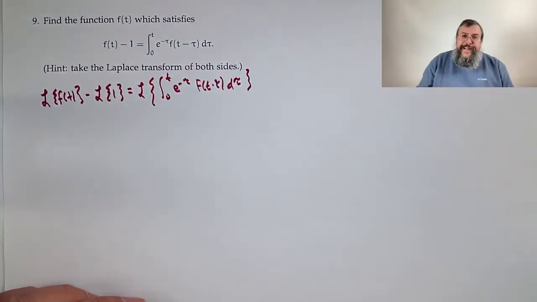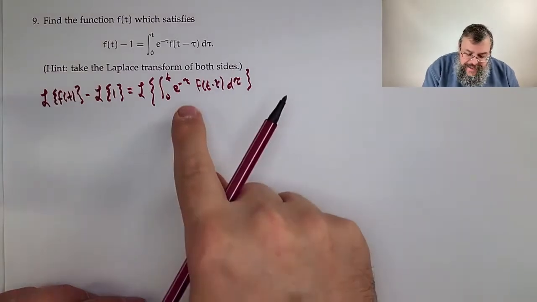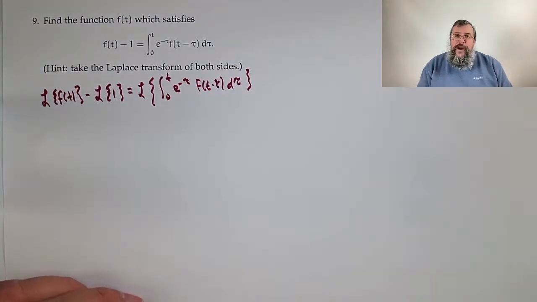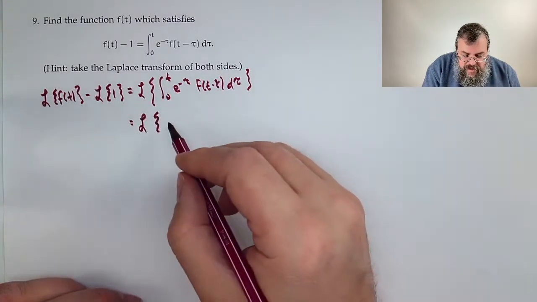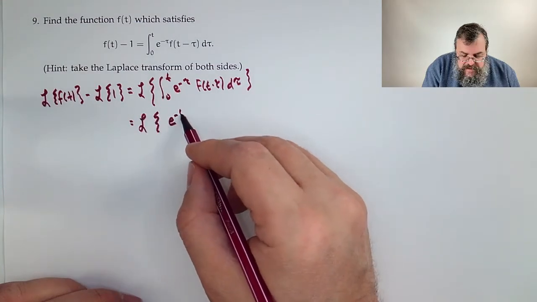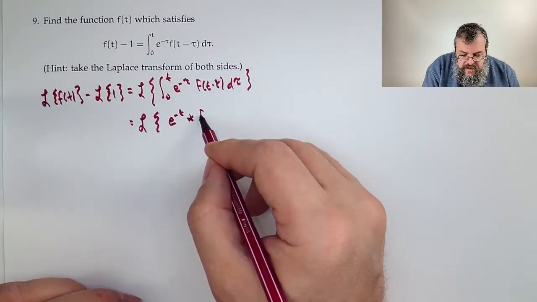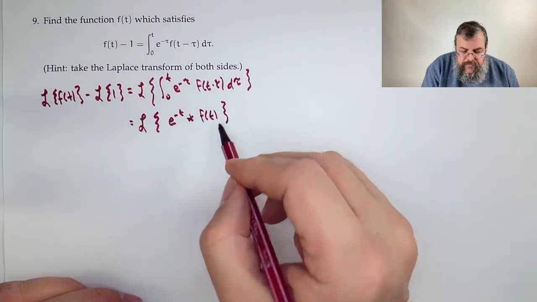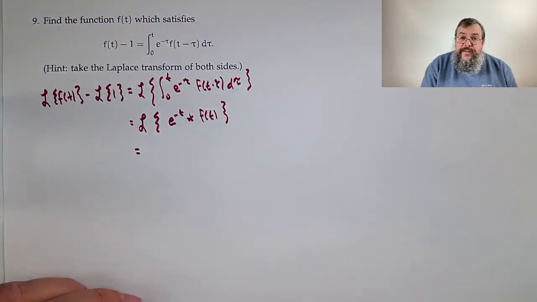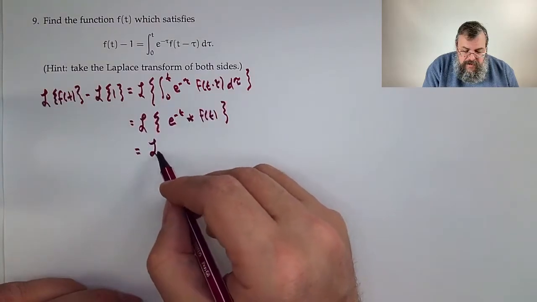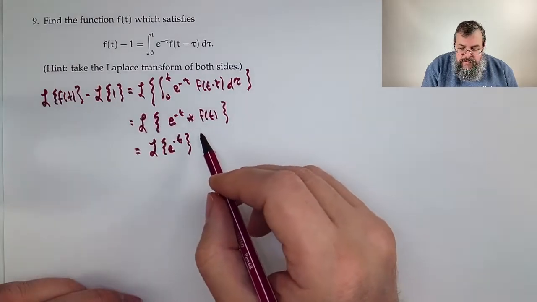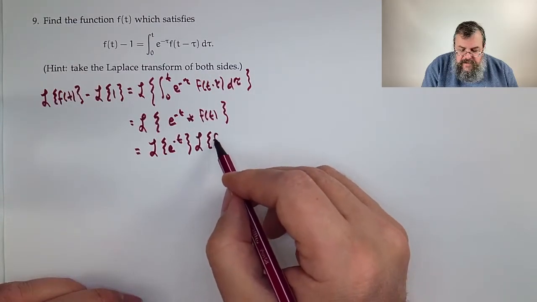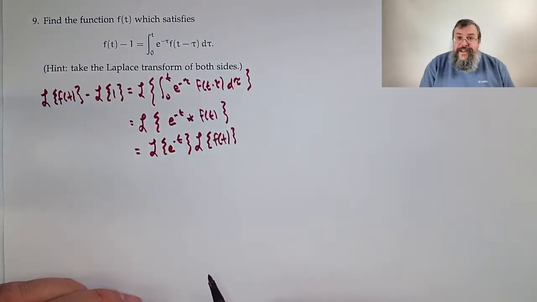But we might say, wait a second. That looks familiar. We talked about it a little while ago. That's convolution. So this is really the Laplace transform of the function e to the minus t convoluted with f of t, which, by principles of Laplace transform, is the Laplace transform of e to the minus t times the Laplace transform of f of t. Okay, all right.